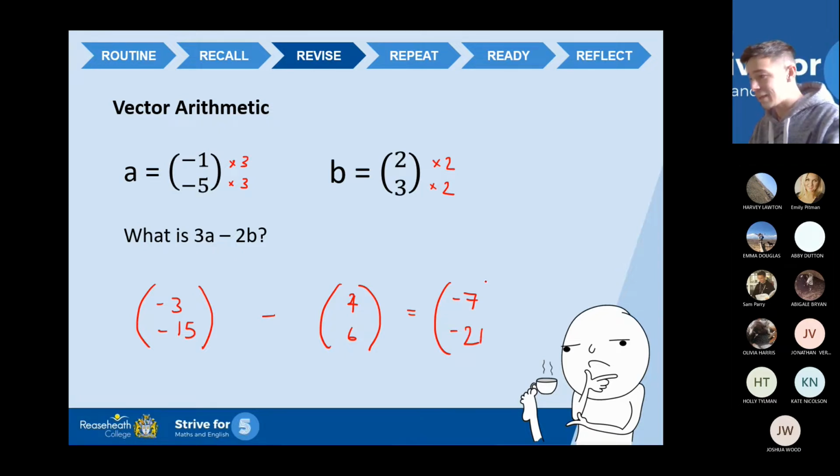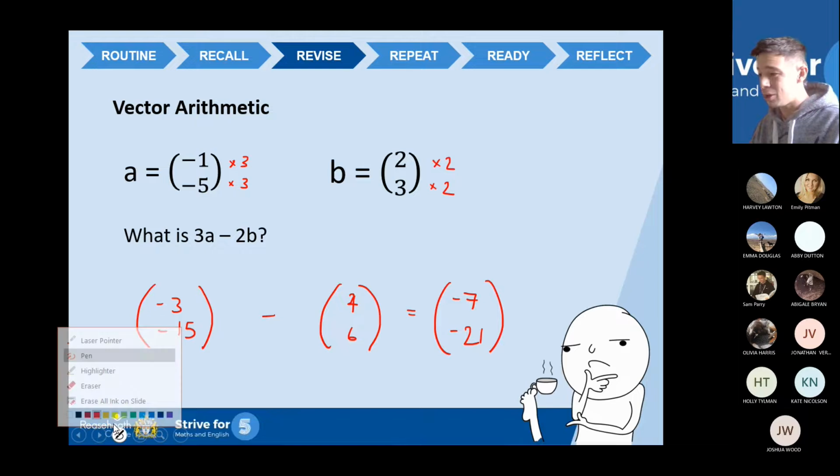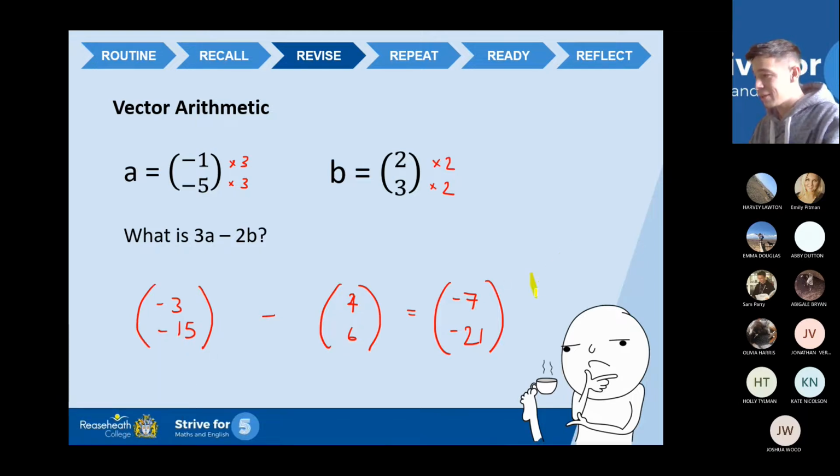Now, yes, they're negative numbers. Does it matter? No, I've got the right answer. Happy days. So you can turn that frown upside down. So that's vectors. They look and sound quite difficult. It's kind of cool because if you can master them, you can say, yeah, I can do vectors. So make sure you're keeping an eye on these numbers. If it says 3a, times those numbers by 3. If it says 2b, times b by 2, etc.